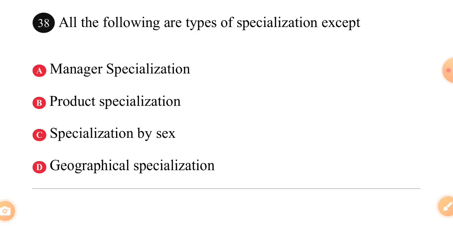Then D, geographical location specialization. There are some who, because of where they're situated, specialize. Those that have a lot of water in their area may specialize in fishing and all the rest. Those that have coal in the area might specialize in mining.